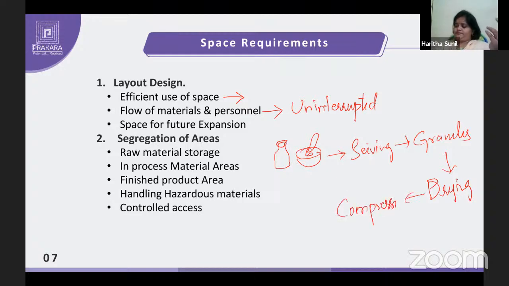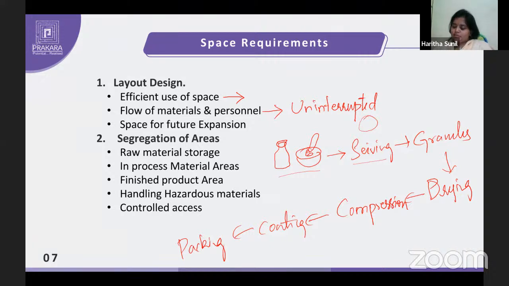And after compression, if coating is there, you'll go for the coating. And after coating, you'll go for the packing, right? So the flow of materials here is nothing but, in the pilot plant, whatever we are arranging should be in the same order. First, procuring the raw materials, then sieving. After procuring the raw materials, you should not keep the coating pan here. If you keep the coating pan, what happens? In the third stage, it is not required.